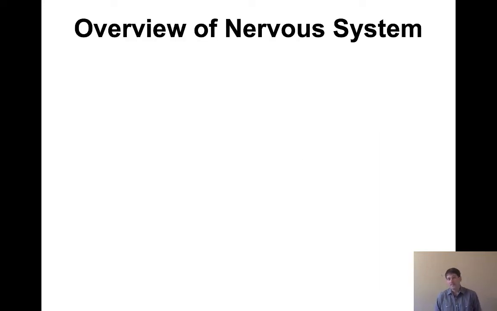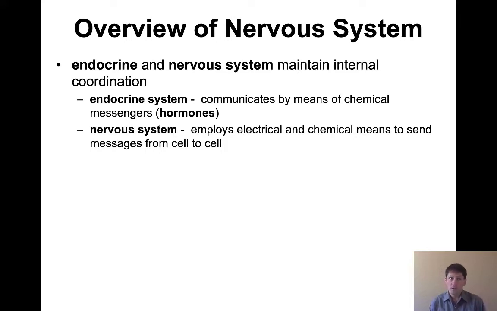Our first handful of slides is going to be just a real quick overview of our nervous system. If you remember, at the very beginning of this class, we talked about the endocrine system and the nervous system and how these two systems maintain coordination of our bodies. Our endocrine system does that through chemical messengers, which we call hormones, and the nervous system does that through electrical and chemical means. So we've looked at that just recently.